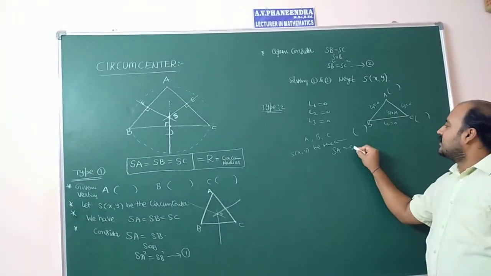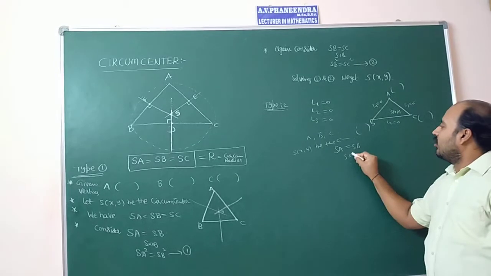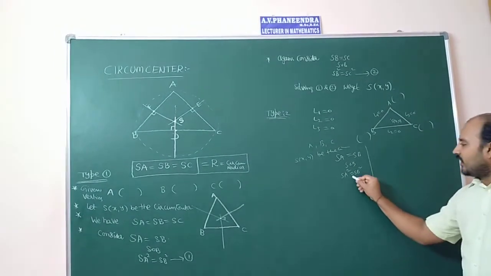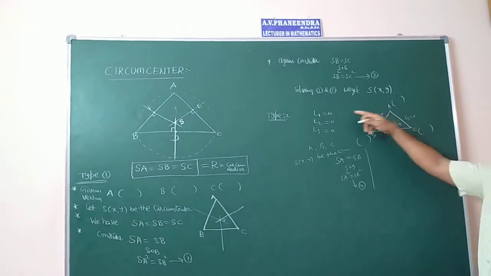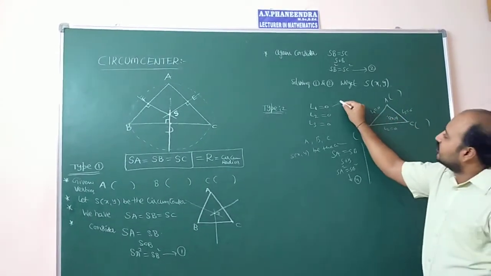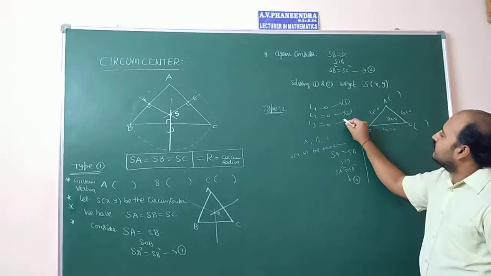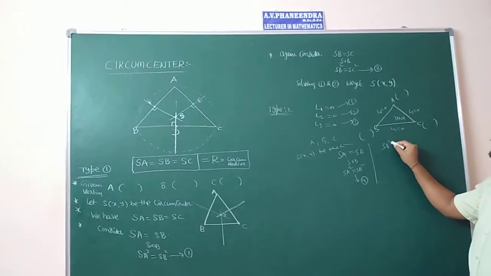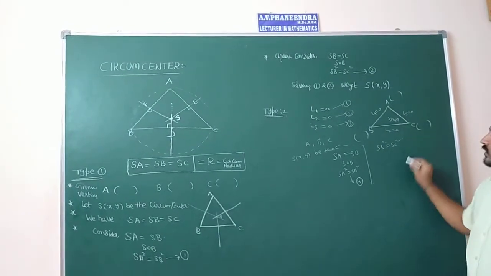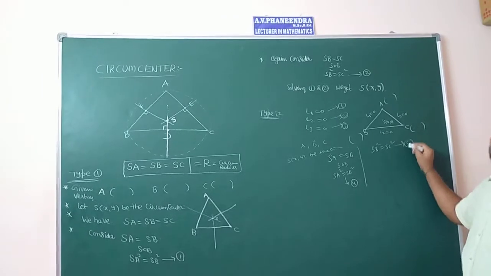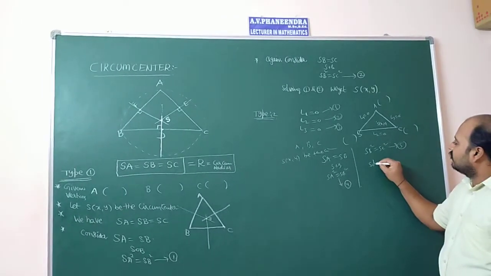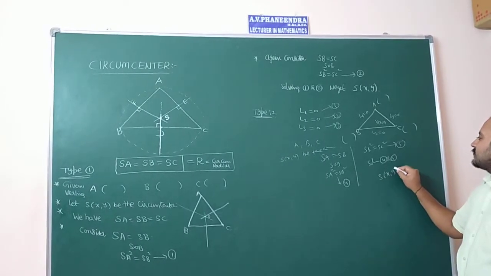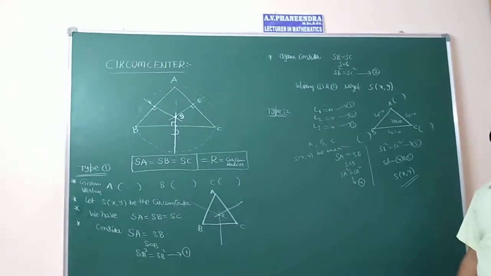Now the next step is SA is equal to SB, squaring on both sides, SA square equal to SB square. You will get one equation, that is the fourth equation. Already 1, 2, 3 are over here: equation number 1, equation number 2 and equation number 3. Equation 4. Again consider SB square is equal to SC square. If you simplify, you will get equation number 5. Solving 4 and 5, you will get the coordinates of circumcenter S of x comma y.